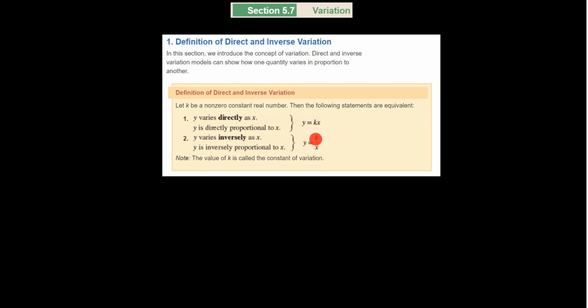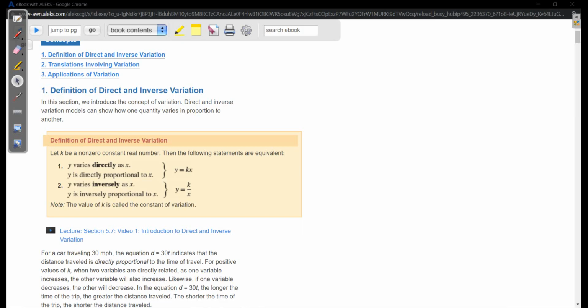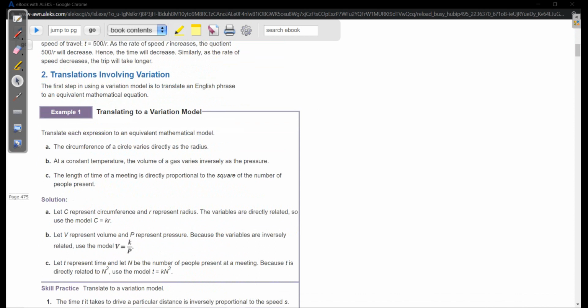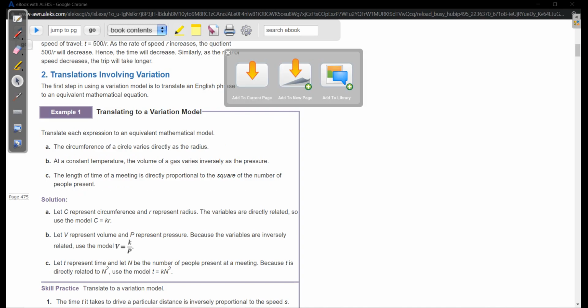And then obviously we're going to be dividing by the constant on number 2 here. So if y varies inversely as x and y is inversely proportional to x, then y is equal to k over x. Note the value of k is called the constant of variation. In both these cases, we must have a k. If we vary directly, we multiply. If we vary inversely, we divide. Normally, I keep stuff like that up there, but we're just going to attempt to do this without it.